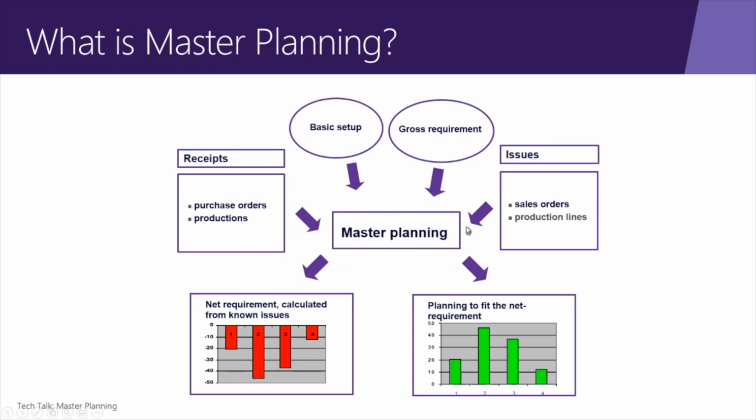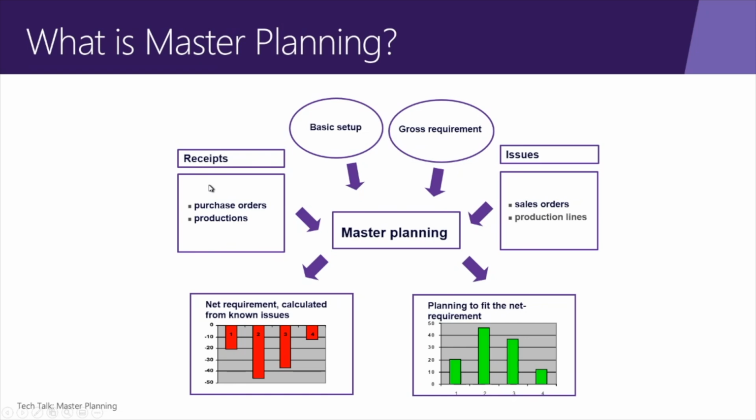So master planning will get input based on the setup that we will do in the 365. It will get input from the gross requirements. So if you're doing some forecast planning or inputting your demand for the coming months, then master planning will take that gross requirement into account. It will look at the demand originating from sales orders, also from production lines. So if you're producing something and you need raw materials to manufacture those parts, then master planning will look at what's the demand for those raw materials and take that into account as well.